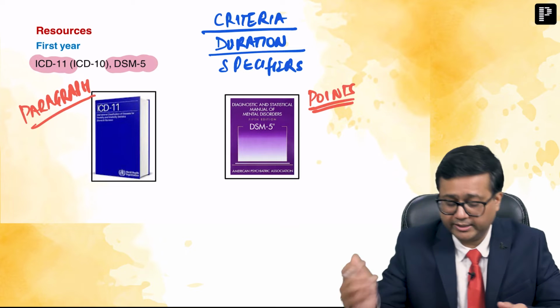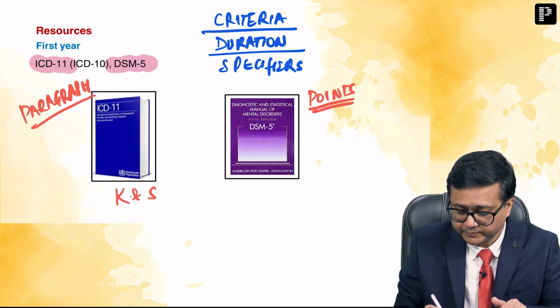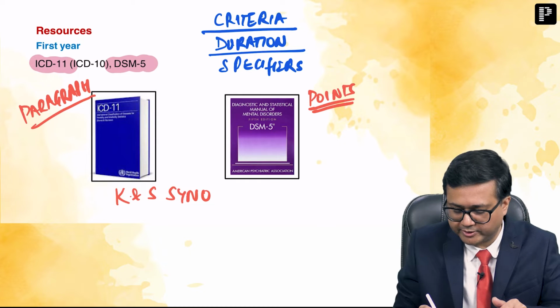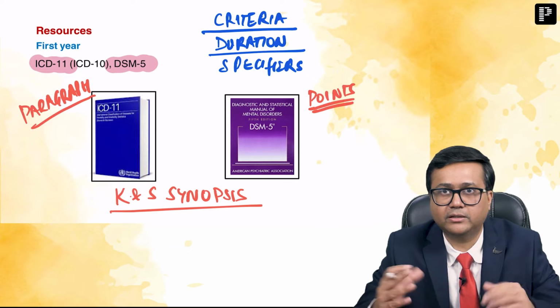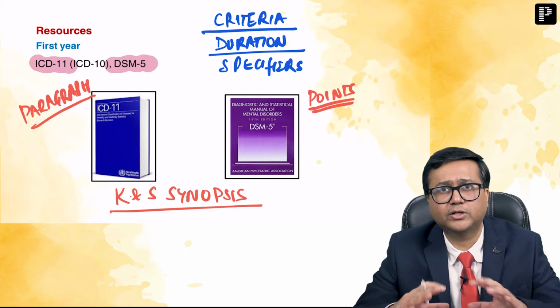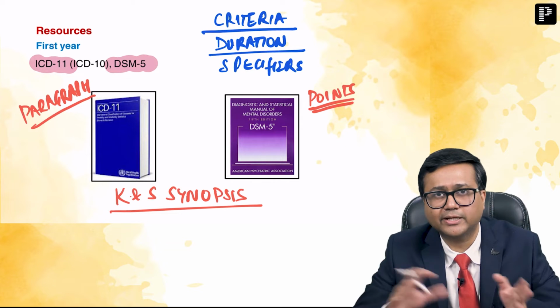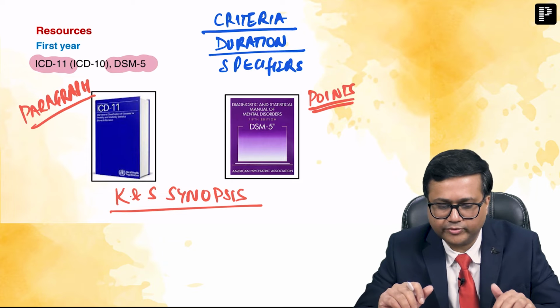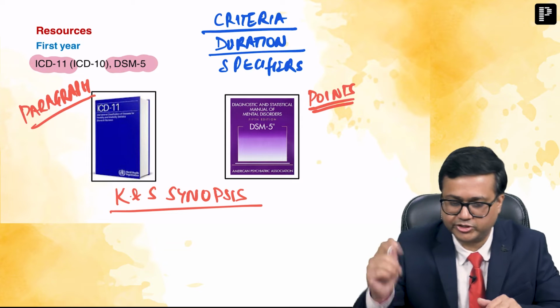And in fact, now we have Kaplan and Sadock synopsis. If you read the latest Kaplan and Sadock synopsis, you will find that they have also compared various disorders. When they write the criteria, they've compared DSM with ICD 11. So again, you can have a quick idea. When you've read that, you can also go back to the synopsis and just see the important points or differences. So this is one very important resource which you should have in your first year.